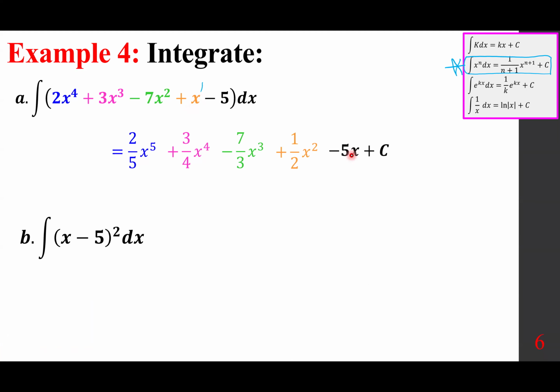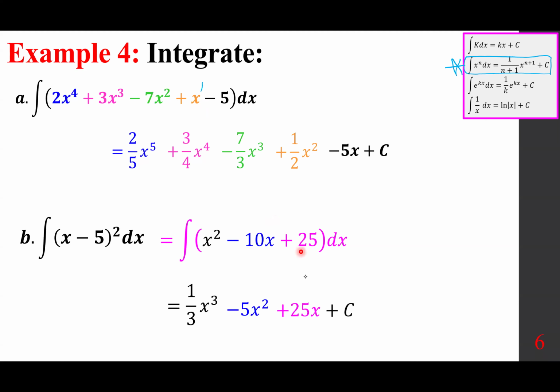X minus 5 squared, we square that. We've seen this many times. So this is x squared minus 10x plus 25. Integrating: 1/3 x cubed minus 10 divided by, just remember, just like this one, the exponent is 1, so 1 plus 1 or 2, minus 10 divided by 2, which is minus 5x squared plus 25x and a constant. This is really kx, this concept, everybody.